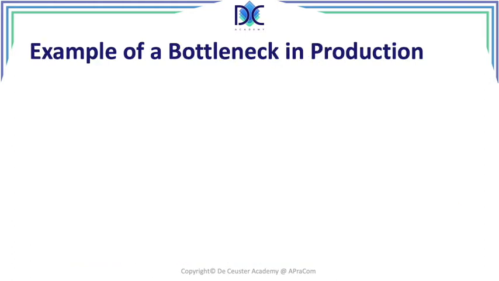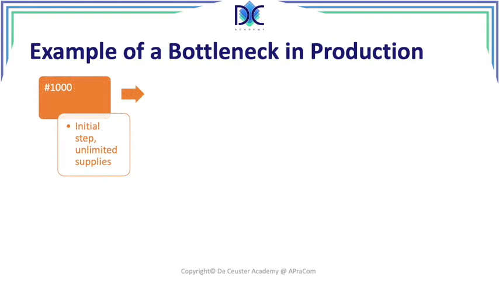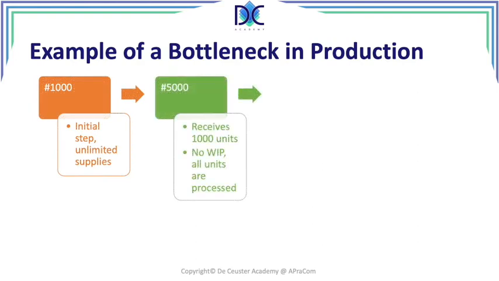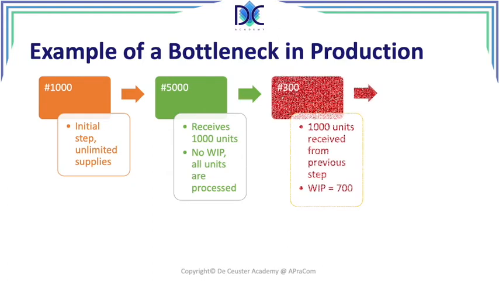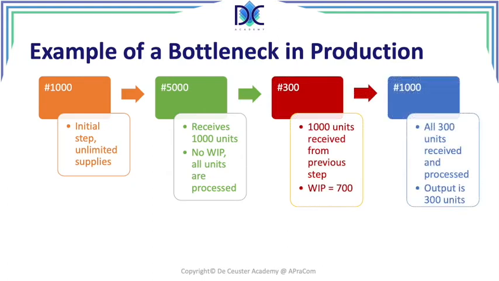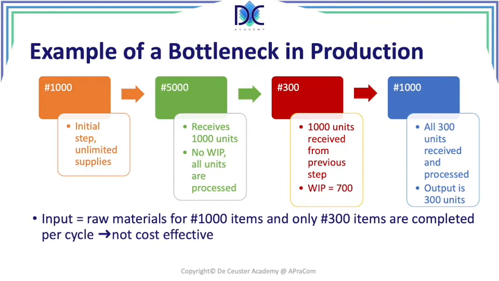When we have a look at a bottleneck in production, it's the easiest to explain. We have 4 steps. We have a step at 1,000 units per time, 5,000, 300, and at the end, 1,000. Now, what do we see here? We have an input of raw materials for 1,000 items, and we only have 300 items that are completed. Now, when we look at the different steps, we see that the step 1 provides 1,000 units per time to step 2 as capacity of 5,000, so they go through. There is nothing waiting there. They go to step 3, which is in fact the step with the lowest capacity.